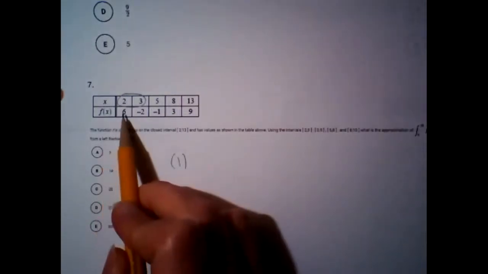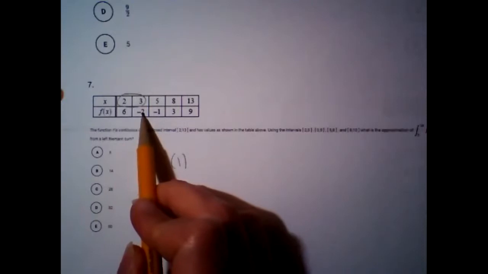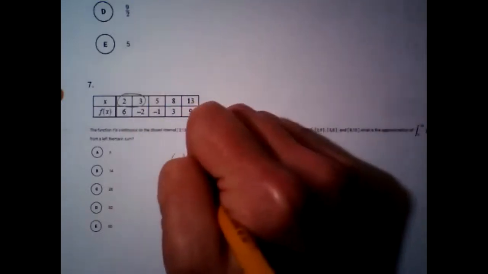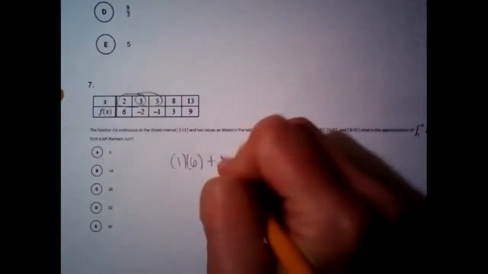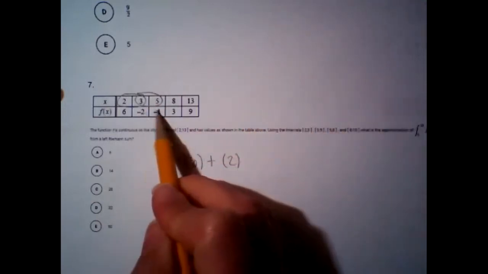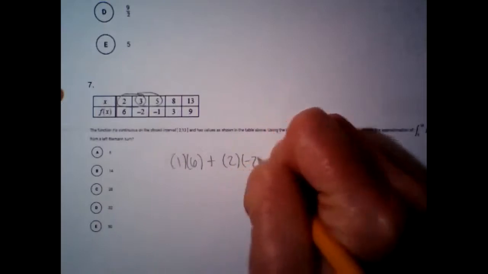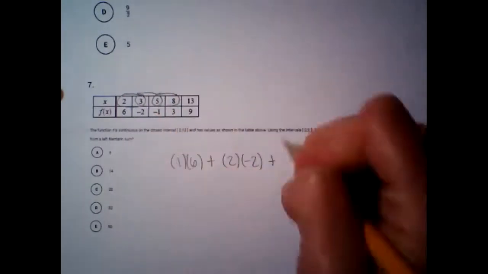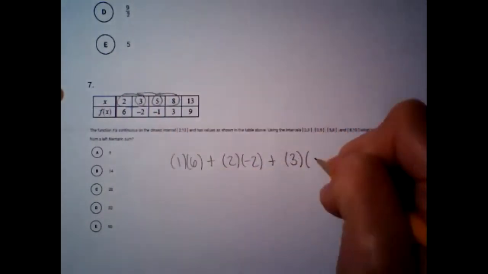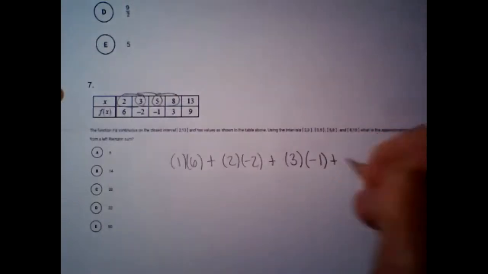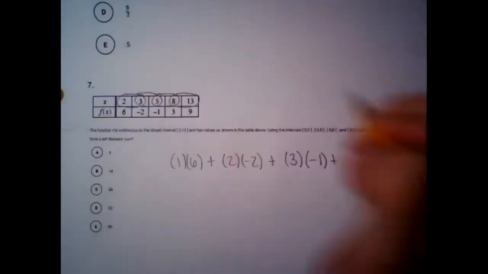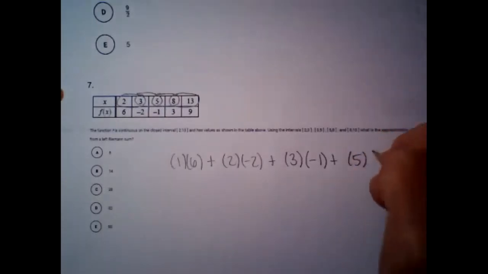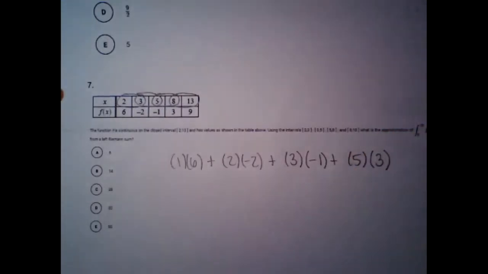And for a left sum, we're choosing between these two f of x values. The one on the left is 6. All right, next subinterval is from 3 to 5, so that's a distance of 2. And out of the two output values, the one on the left is -2. And then the next subinterval from 5 to 8 is a distance of 3, and the value on the left is -1. And then from 8 to 13 is a distance of 5, and the number on the left is 3.